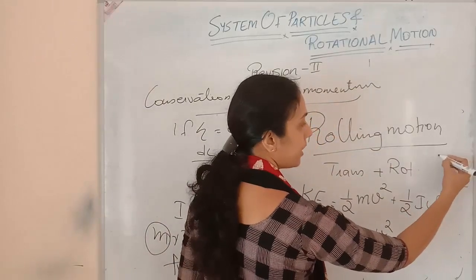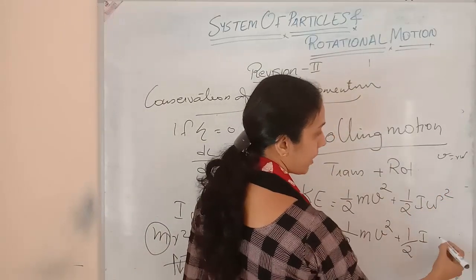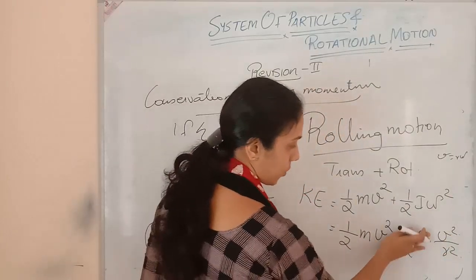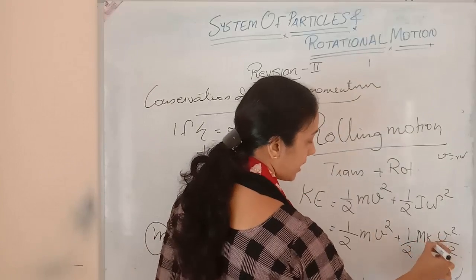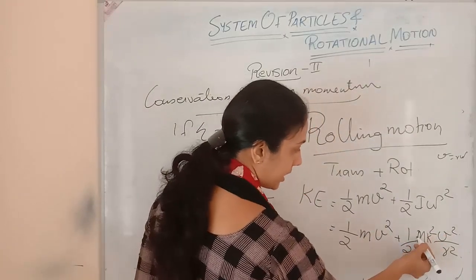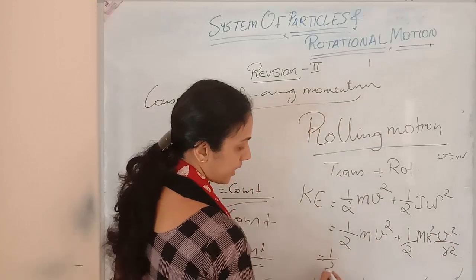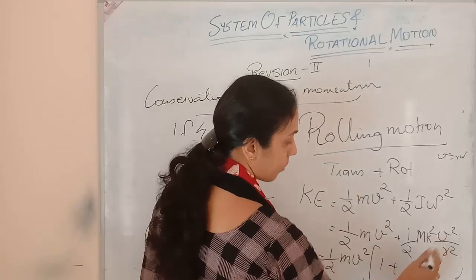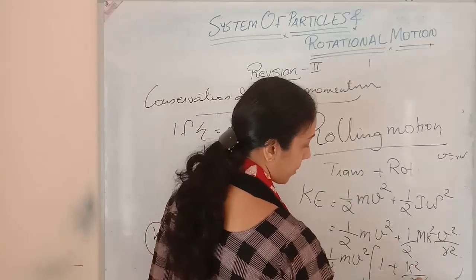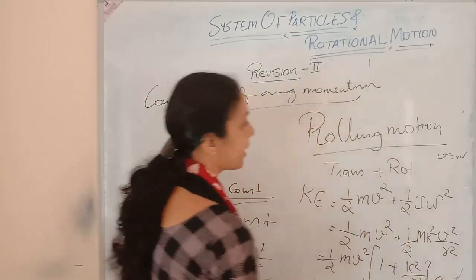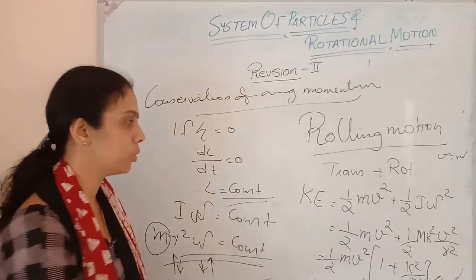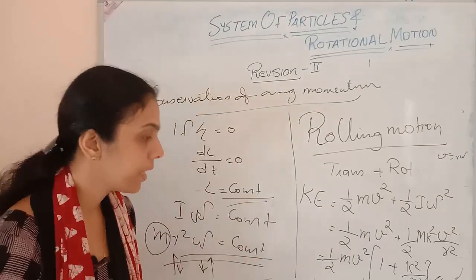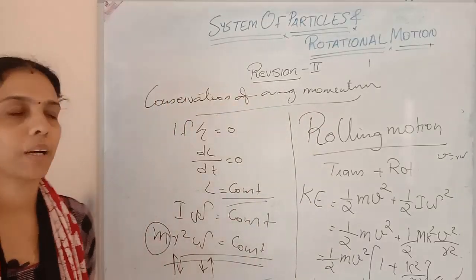See here, v equals R omega. So omega square is v square by R square. But we know I is equal to mk square, so instead of I I can write mk square. So here mv square is common, right? I can take half mv square outside and inside 1 plus, what is the rest of the things? k square by R square. This is the kinetic energy of a rolling motion. Kinetic energy of a rolling motion is equal to half mv square into 1 plus k square by R square.